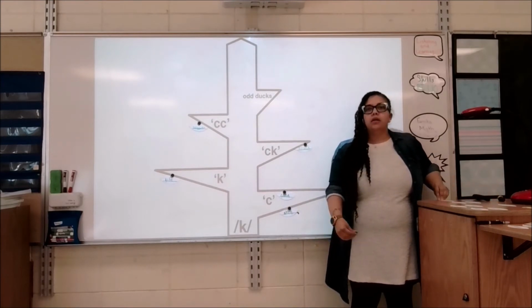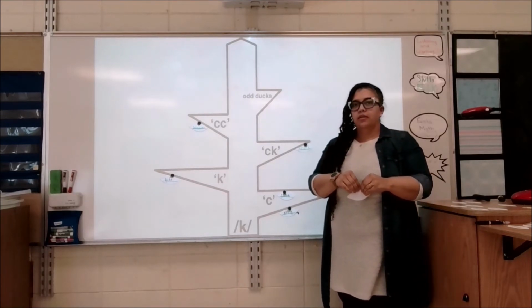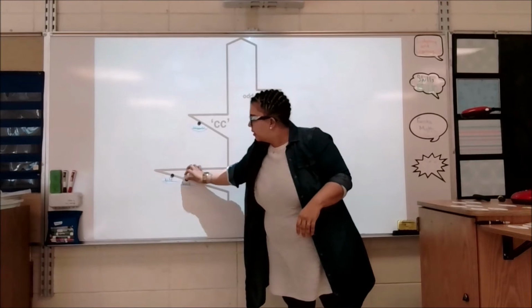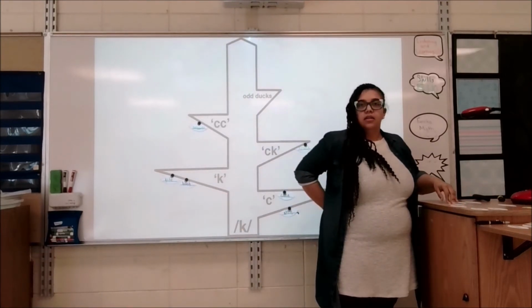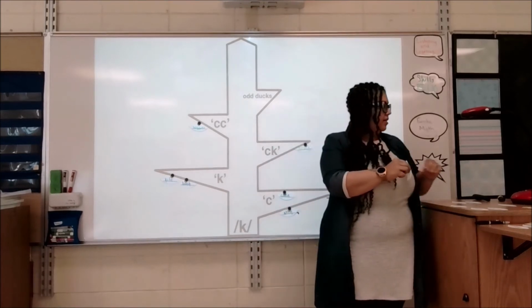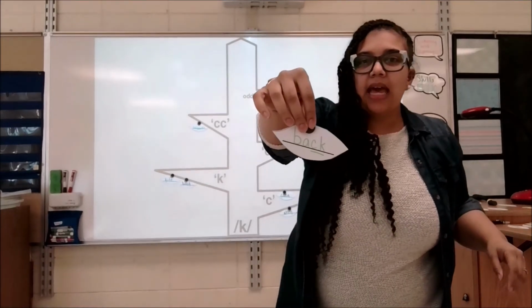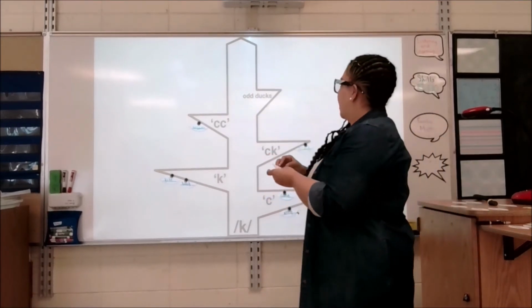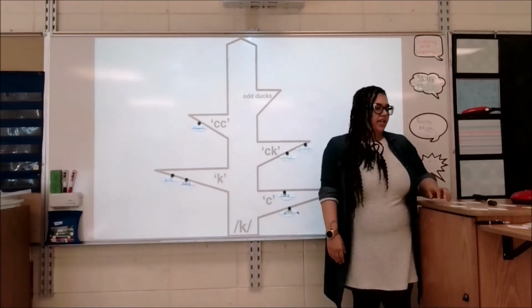How about book? How do we spell the k sound in the word book? K. Excellent. Good. It's the end of the word. How about back? Back uses the CK spelling. Notice I got different shades of green.